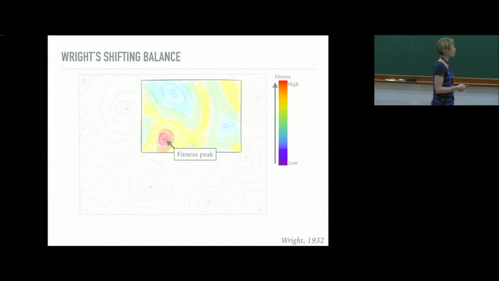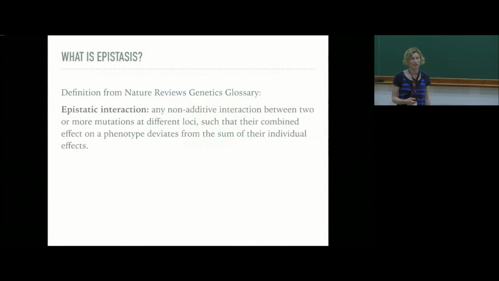When talking about epistasis, I often ran into the problem that people understood something different than what I was saying. So I'm going to tell you the different definitions of epistasis and what I mean when I talk about it. I found this one from the glossary of Nature Reviews Genetics, which says that an epistatic interaction is any non-additive interaction between two or more mutations at different loci, such that their combined effect on a phenotype deviates from the sum of their individual effects, which I think is a quite decent definition.